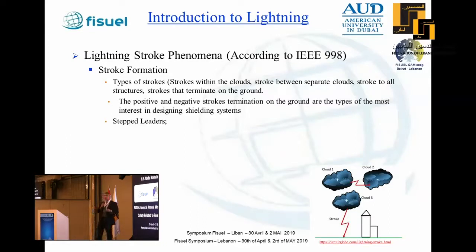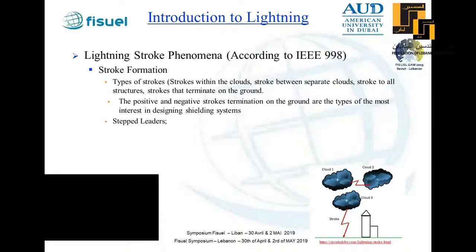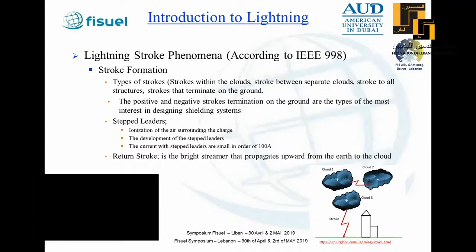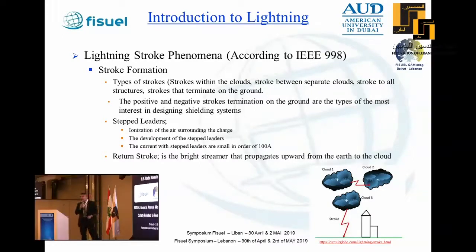There are two elements when designing lightning shield. There are the stepped leaders, which are due to the ionization of the air surrounding the lightning, and have a magnitude around 100 amps. That's very low and you can't control it. The biggest problem is the return stroke. The return stroke is the one that has the bright streamer that propagates upward from the earth to the cloud. This has an average current of 24,000 amps.